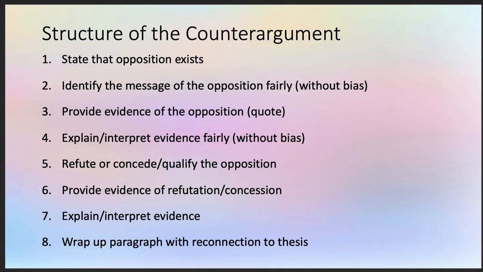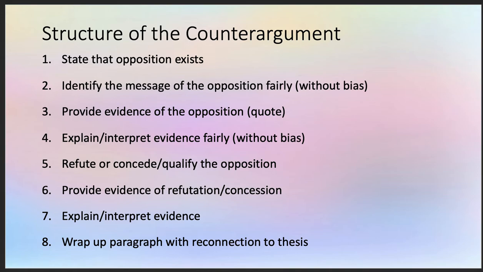And then, when we get to number five, this is where we turn the corner. The first half of the counterargument paragraph is presenting the opposition. The second half is where you challenge it. So item five, refute or concede. Refute that opposition, make a statement that says, here's what they haven't considered, or here's why they're wrong. Six, provide evidence, your own quote, your own research that supports your refutation. Seven, explain or interpret your evidence. And eight, wrap up the paragraph with a reconnection to the thesis.